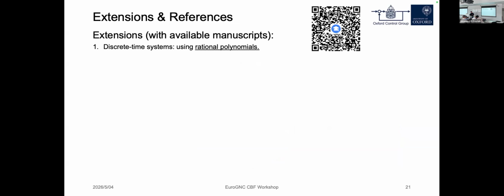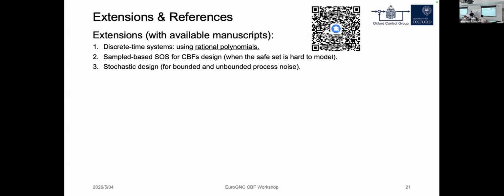As an extension, all this work can be extended to discrete-time systems, but it is much more complex, using some rational polynomial technique. Also, we can do sample-based SOS for CBF design, especially when you do not have a function that describes your safe set. For example, in practice you don't always have a function that describes the obstacle, right? So you can do this in a sample-data way. And we can also do stochastic design, using some really annoying stochastic analysis, for bounded and unbounded process noise.